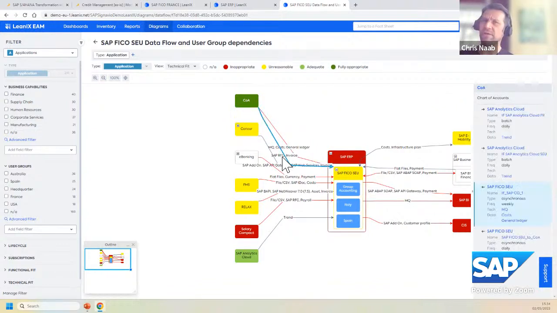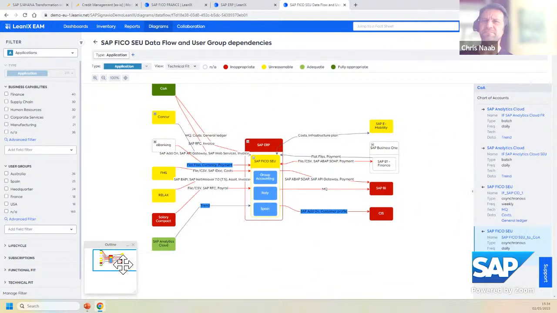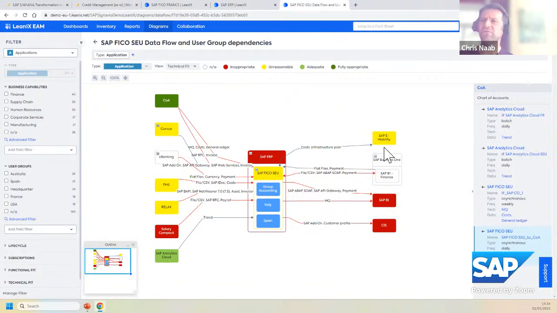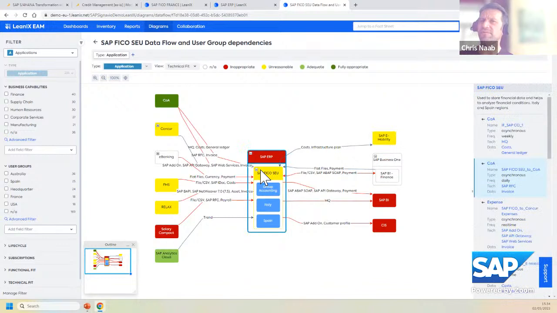I could drill further into those. Those are my integrations. And I could also see what the downstream systems are. So where is the data going once I'm done processing here? That's just a snapshot of what I can see in LeanIX, which hopefully shows that it really gives me the visibility that I need in a transformation to make decisions.